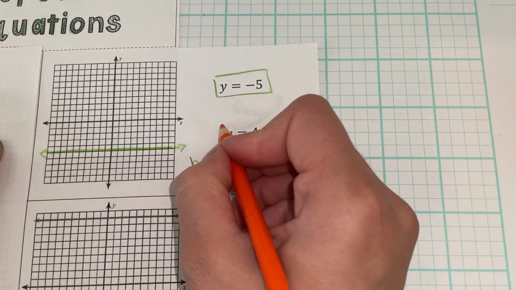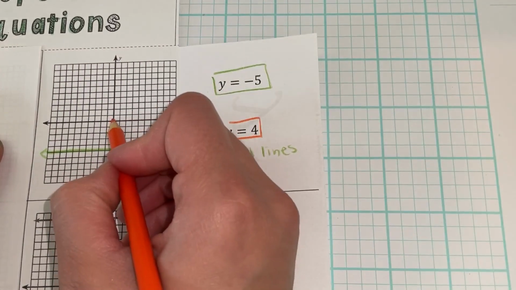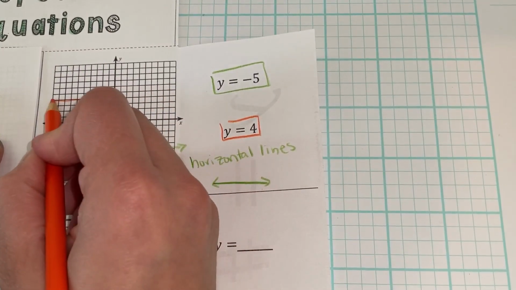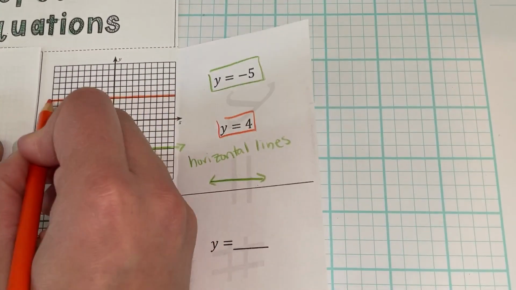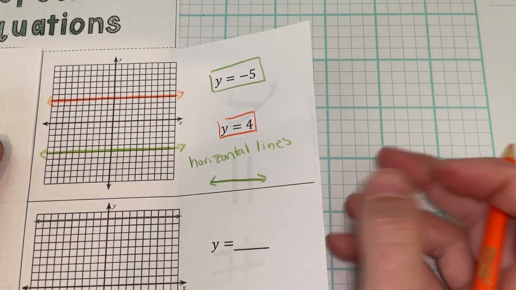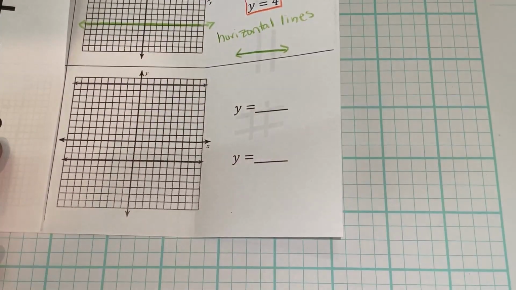And then same thing when y equals 4, except we're going to go up this time. So 1, 2, 3, 4 from the origin up. And my line is going to go straight across everywhere y is equal to 4. There it is. Next. Now we are given the lines this time.